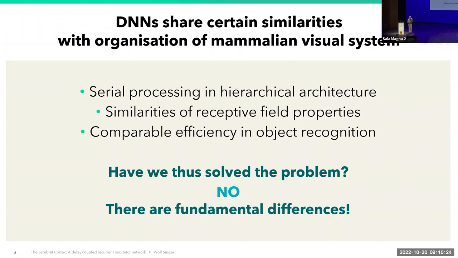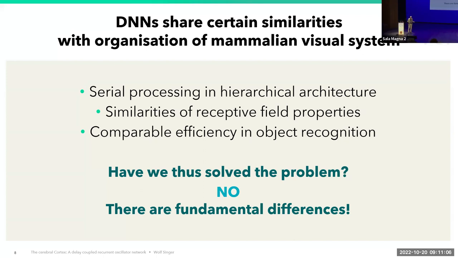An interesting thing is that these deep neural networks share certain similarities with the organization of the mammalian visual system. There is some indication for cerebral processing in natural systems, in cerebral cortex, for example. Then if one analyzes the receptive field properties, the response properties of the nodes of these artificial systems when they are trained to recognize patterns, they share some similarities with the receptive fields that we see in higher levels of the visual hierarchy. And the efficiency with respect to the identification of particular patterns, objects, is rather similar.